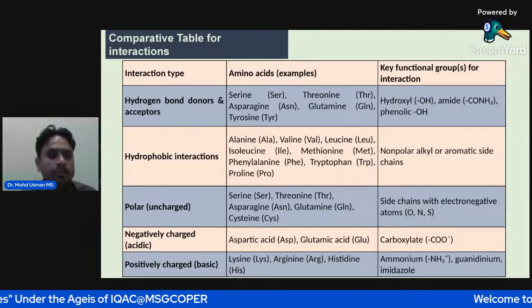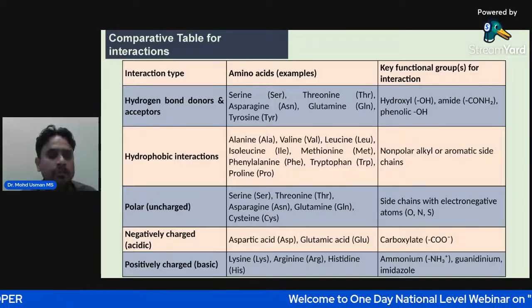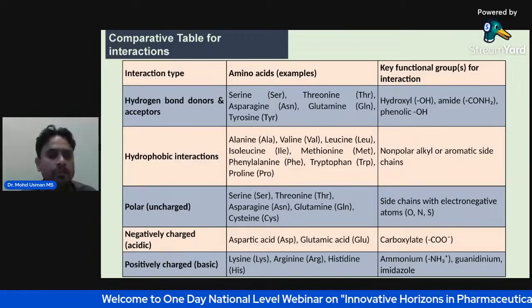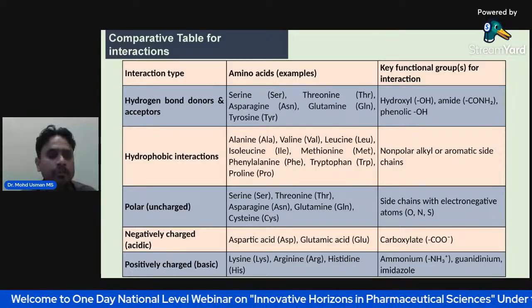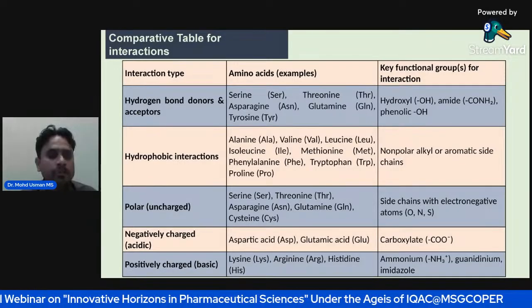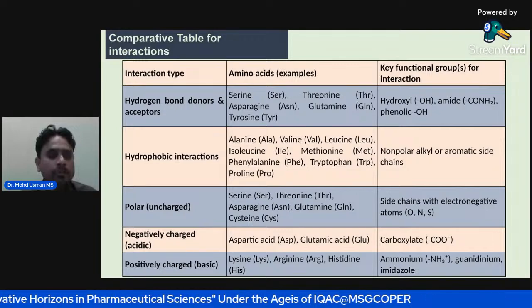Then positively charged, now completely opposite to negatively charged. So this is how the different amino acids present at the active site will help to identify what different groups should be present in our molecule so that it can easily fit or actually bind with the drug receptor.